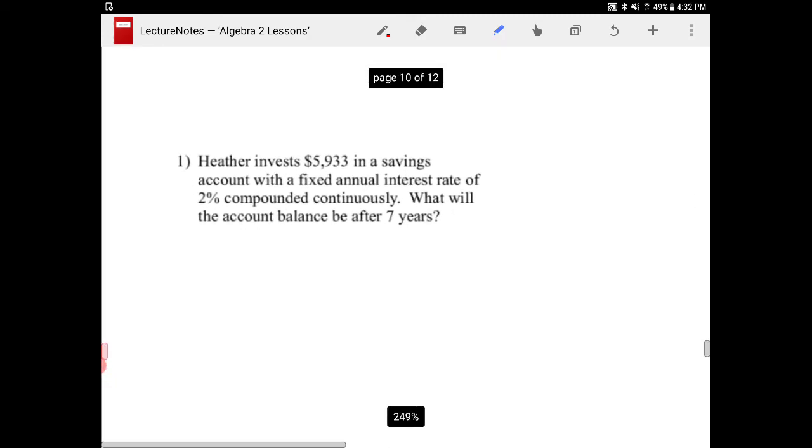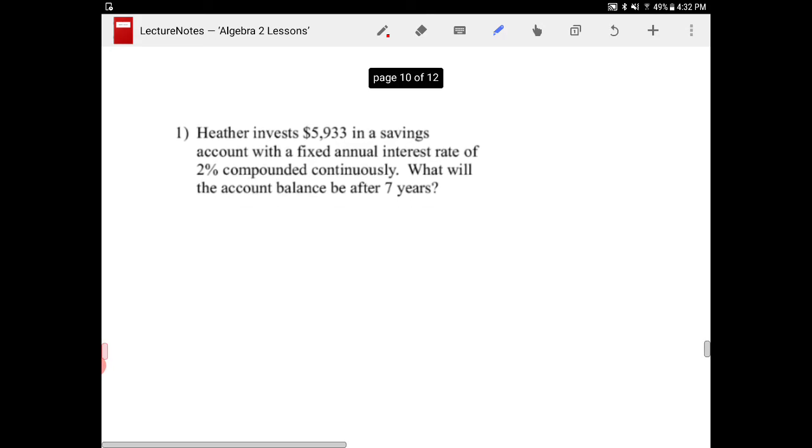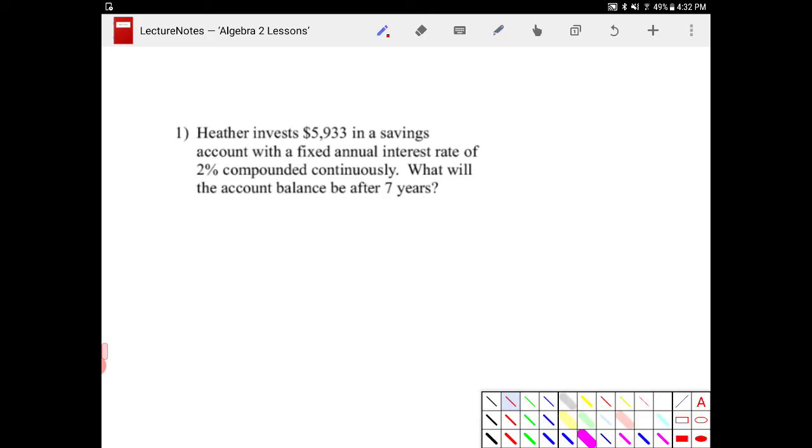Alright, so the first question reads: Heather invests $5,933 in a savings account with a fixed annual interest rate of 2% compounded continuously. What will the account balance be after 7 years? These problems are not that creative, I have to admit, but the purpose of these questions is to practice and develop familiarity with using this equation.